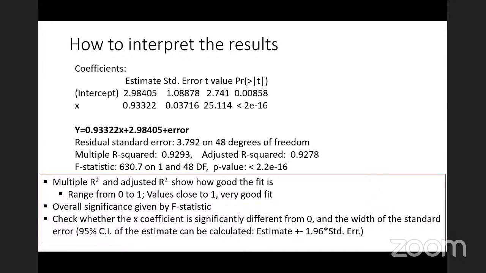Now, with the multiple R square and the adjusted R square, I will advise you to use the adjusted R square more. Why? I'll come to that later. We should also check how significantly the intercept differs from 0. In quite a few analyses, the value of the intercept is important, for example, in accuracy analysis. So we should also check how significantly the intercept differs from 0.